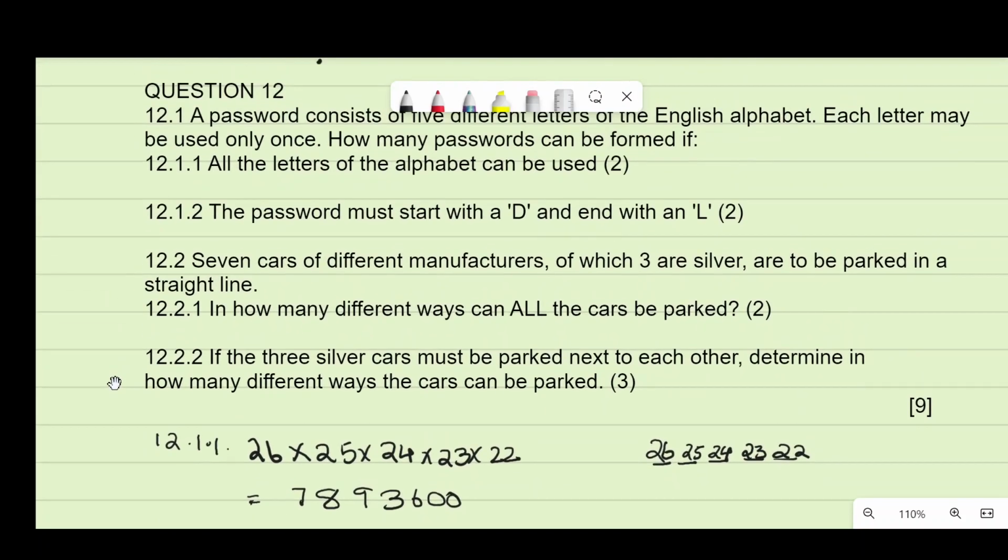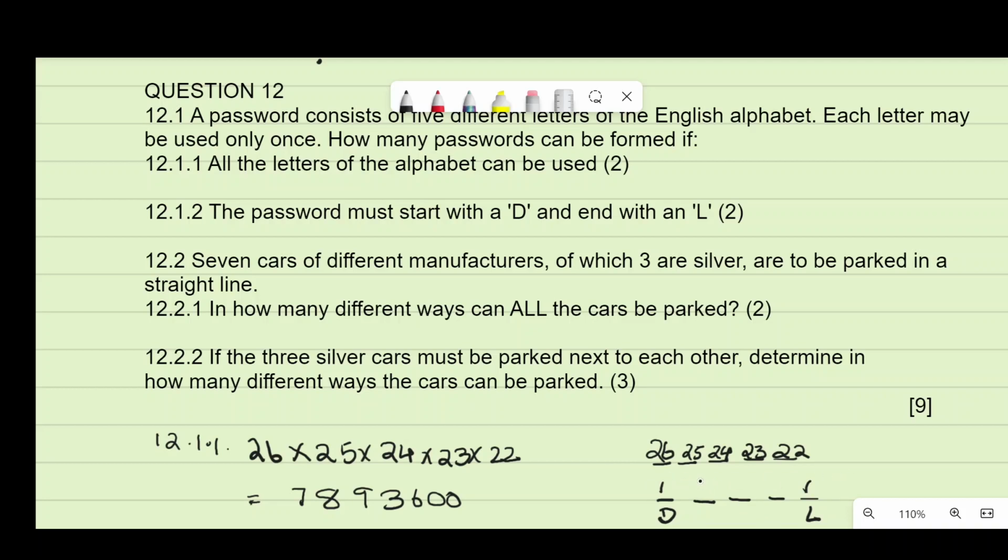12.1.2. The password must start with a D and end with an L. So here again we are going to use the English alphabet, but there are restrictions in 12.1.2 now. So the positions are still the same: 1, 2, 3, 4, 5. What is the restriction here? The password must start with a D and it must end with an L. So these two letters are already used. Only one D in the English alphabet, only one L in the English alphabet. So those two letters are already used.